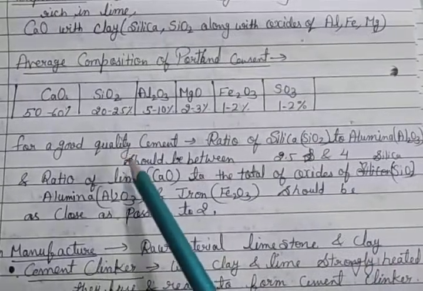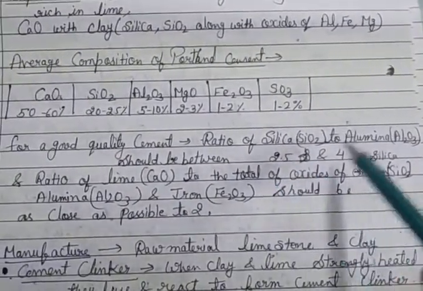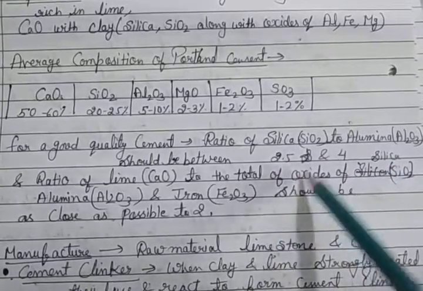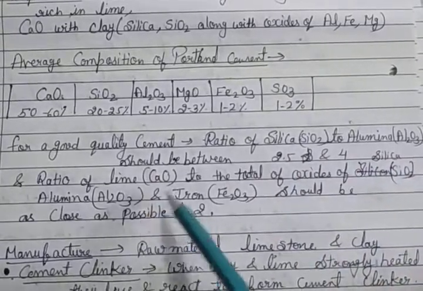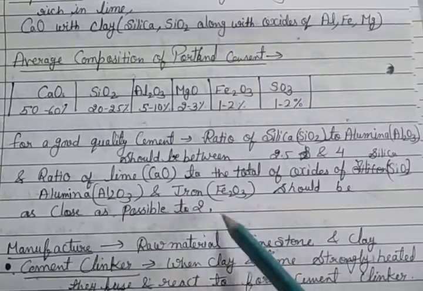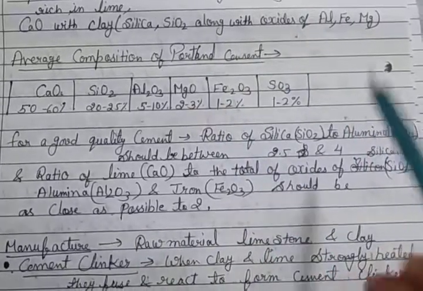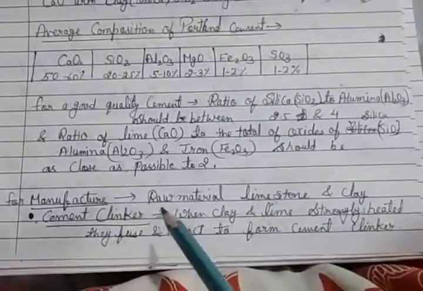So for a good quality cement, the ratio of silica to alumina should be between 2.5 and 4, and the ratio of lime to the total of the oxides of silica, alumina and iron should be as close as possible to 2 to obtain good quality cement.